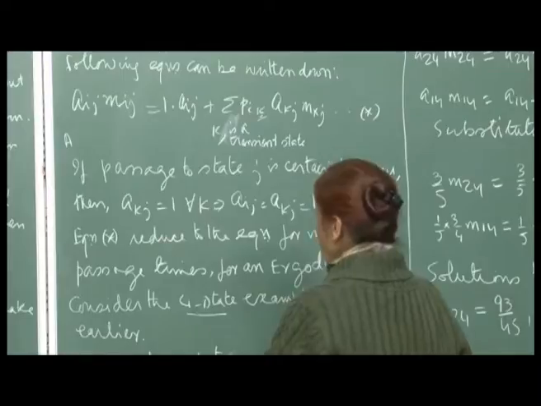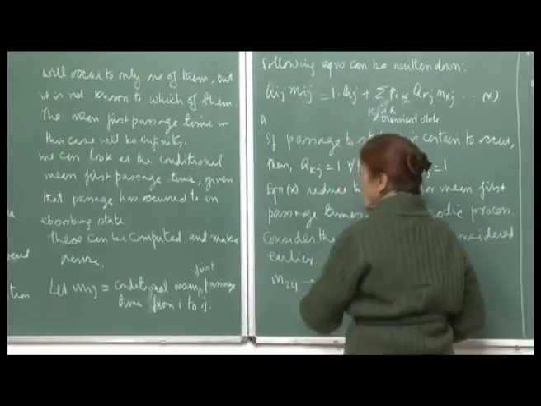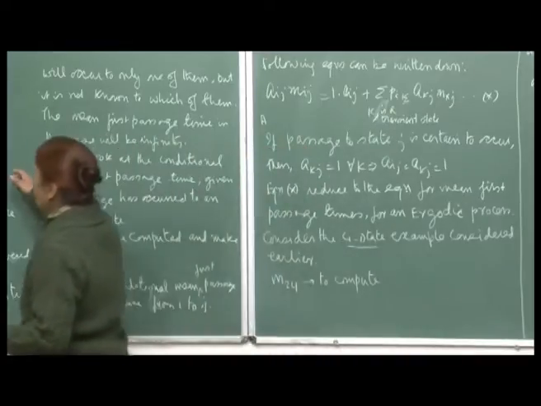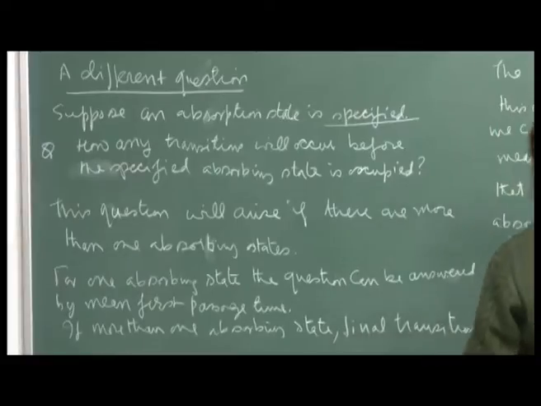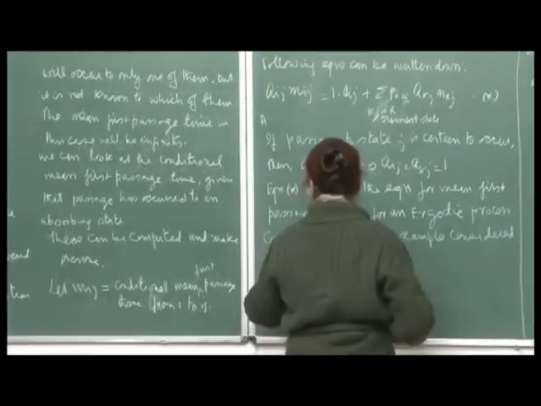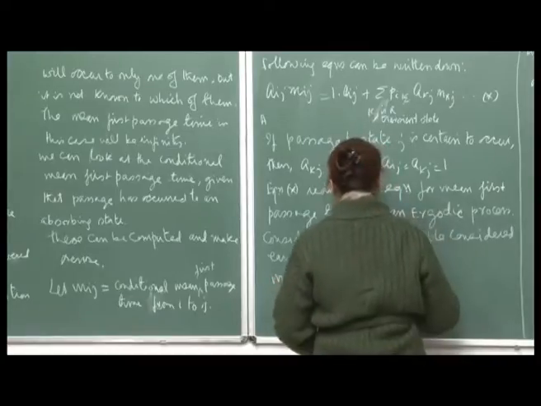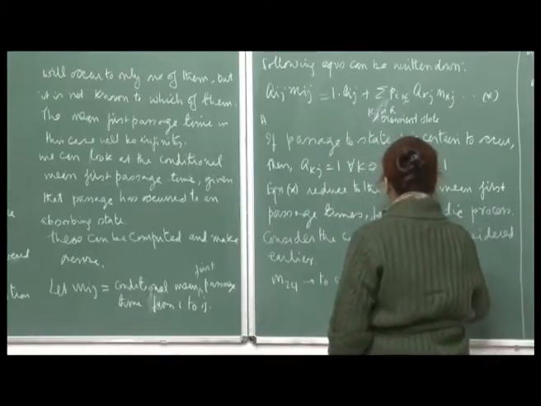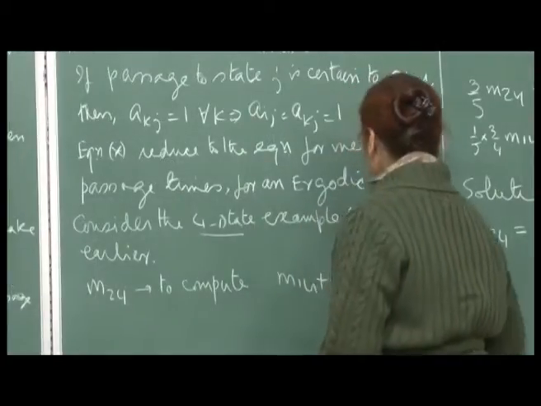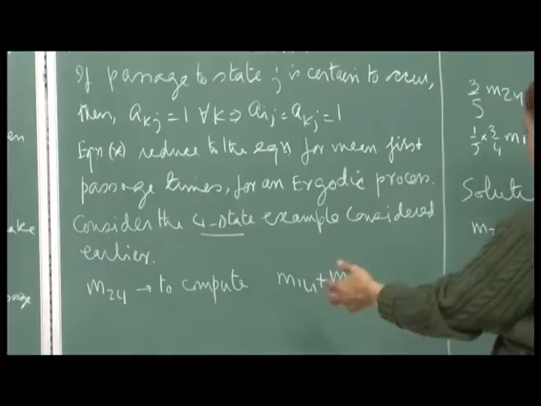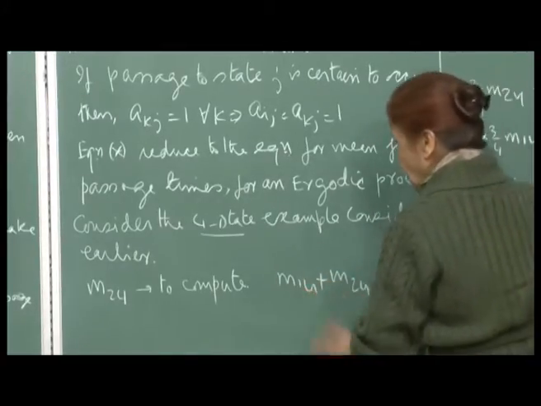So, now let us see how we make use of these equations to compute the m_ij's. Let us consider, for example, I want to compute m24. The question here that we asked was, how many transitions will occur before the specified absorbing state is occupied. So, of course, I will compute m24 and then m14 also, and the sum will tell me. To answer that question, it will be m14 plus m24. That will tell me the mean number of transitions that are required before I occupy state 4. This is what we want to compute. Okay.